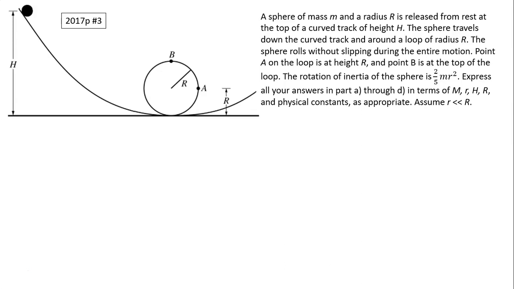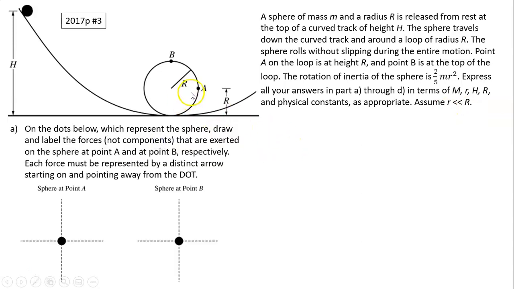Express all your answers in parts A through D in terms of m, r, h, capital R, and physical constants as appropriate. Assume lowercase r is much smaller than capital R, so the dimension of the sphere is much smaller than the dimension of the hoop.